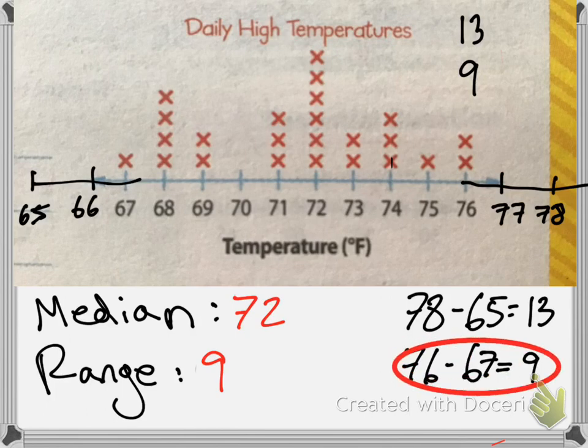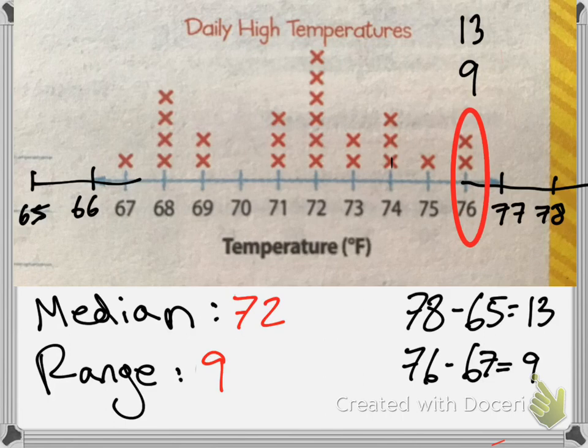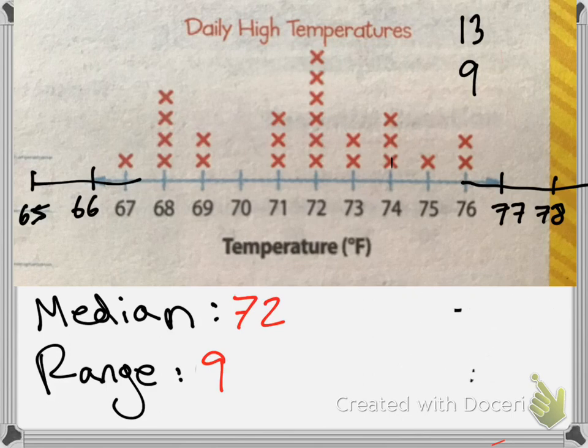Those who got 9 are still correct because we don't care about how far our line goes. Remember, just like on that last one, our lines go on forever. We only care about plot points. Our biggest plot point is at 76 and our smallest is at 67. So would that change? So our range is 9. Our new range is 9.